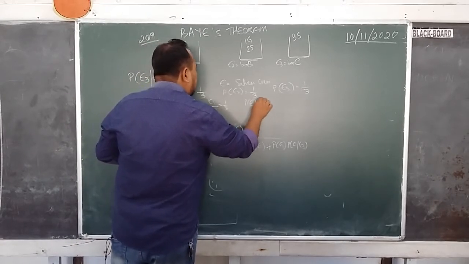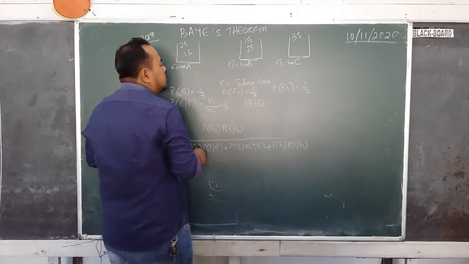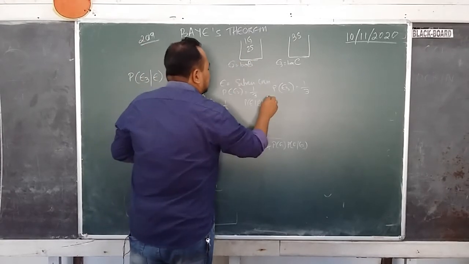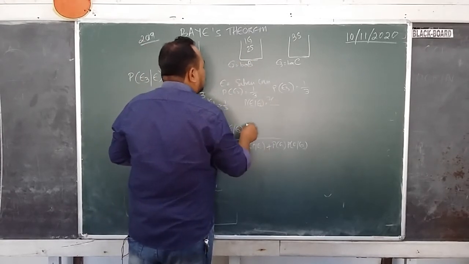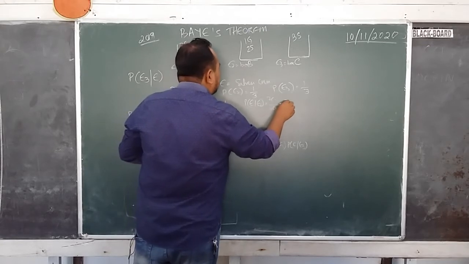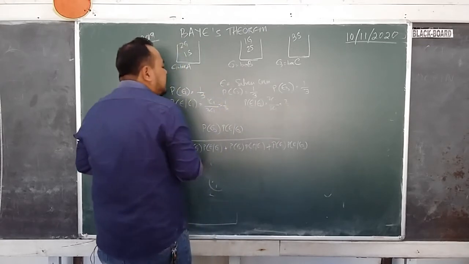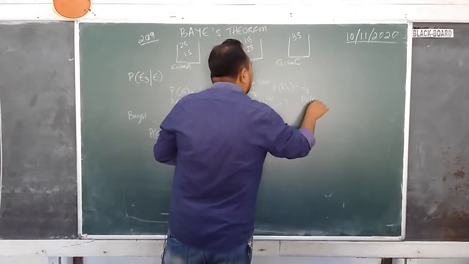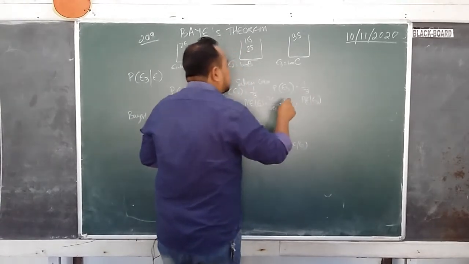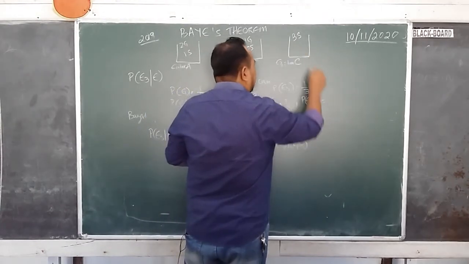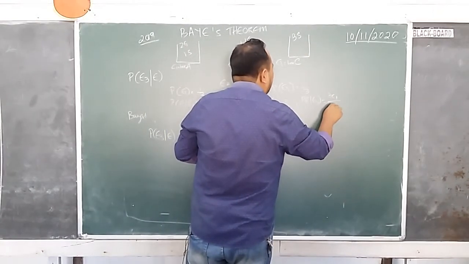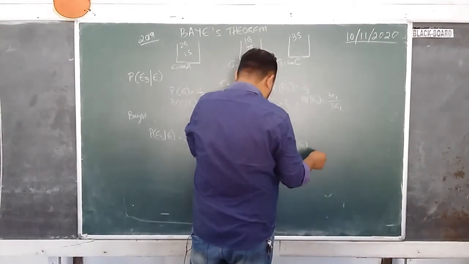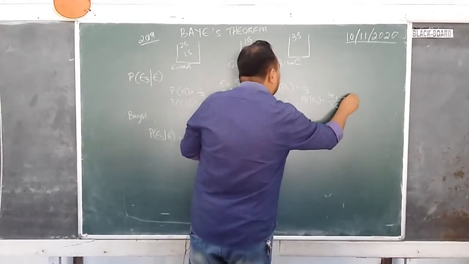Next, probability of E/E2. So what is E? A silver coin from box B. How many silver coins are there? 2. So this is going to be 2C1 divided by total, which is 3C1, that is also equal to 2/3. And finally, what is this probability of E/E3? A silver coin from box C. How many silver coins are there? 3. So it's going to be 3C1 divided by total, which is 3C1, that is equal to 1.